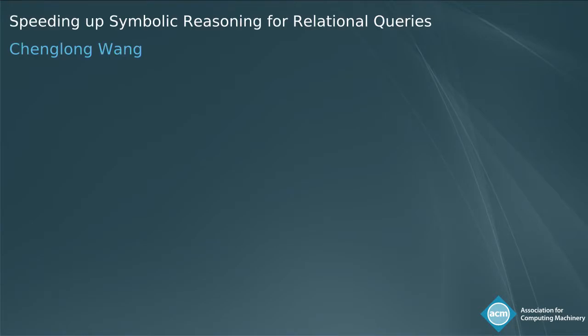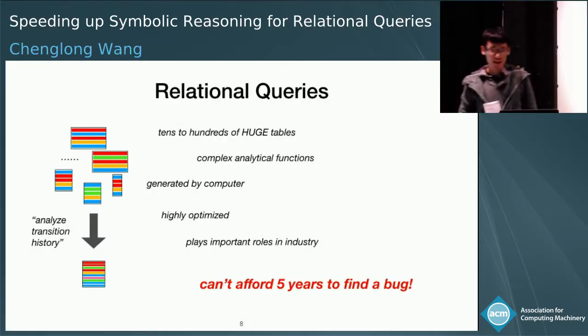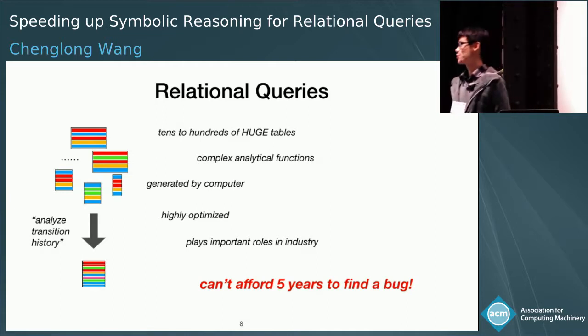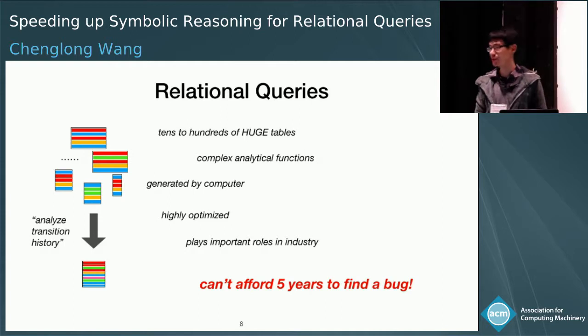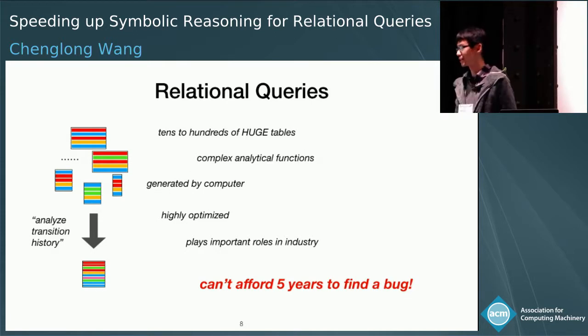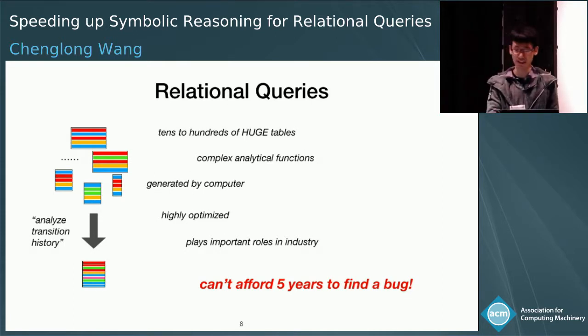Compiled, and the queries are often generated by computer, is written by human. But one thing I'm very sure here is that queries play a very important role in the modern industry, and people are no longer able to afford 5 years to find a bug. Otherwise, it's probably a lot of money already lost at that time.